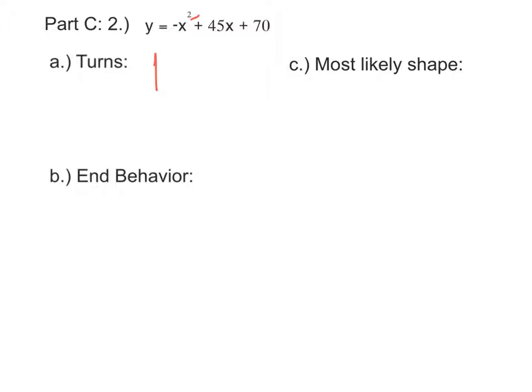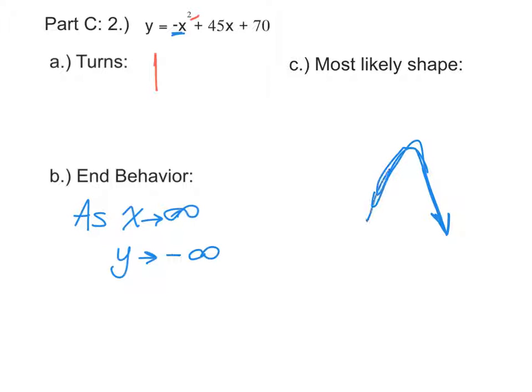The end behavior, as x approaches infinity, we want to see if y is going to approach positive or negative infinity. And that's determined by the leading coefficient. And since this is a negative x squared, that means its leading coefficient is negative 1, and y is going to approach negative infinity. Because y is approaching negative infinity, that means it's going down on the right side. Since there is only 1 turn, that's all we have to draw in, just 1 turn. So the most likely shape is something like this, a parabola opening down.